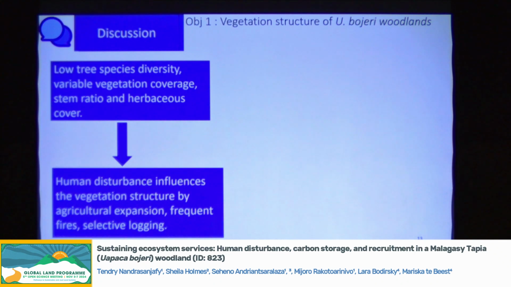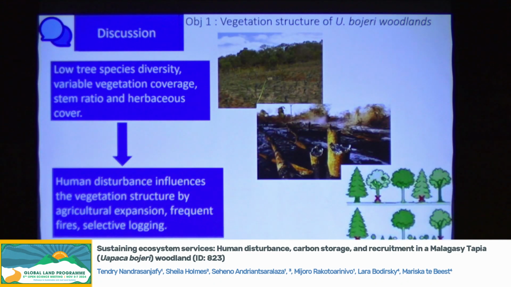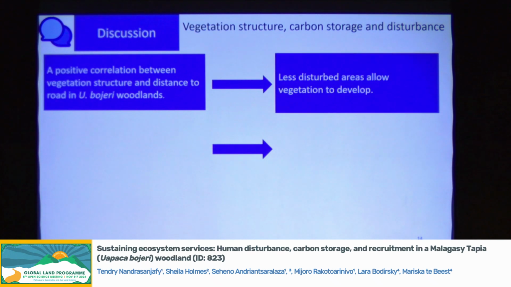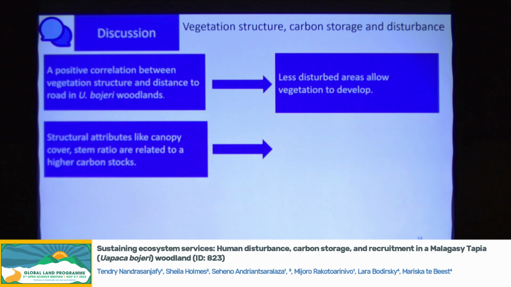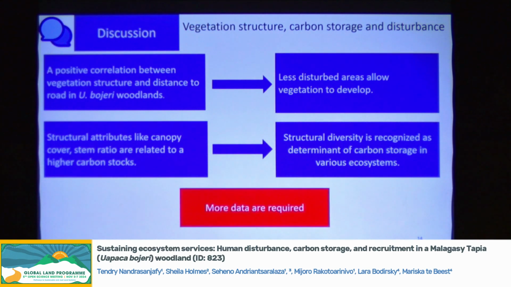In fact, human disturbance influences the vegetation structure through agricultural expansion, frequent fires, and selective logging. There is a positive correlation between vegetation structure and distance to the road in the Wapaka bujeri woodlands. Less disturbed areas allow the vegetation to develop, and structural attributes like canopy cover and stem ratio are related to higher carbon stocks. In various other ecosystems, structural diversity is recognized as a determinant of carbon storage. However, more data are required to draw strong conclusions from our trends.